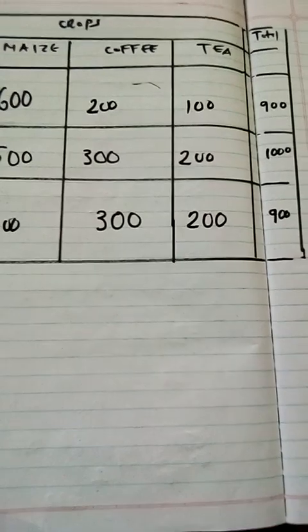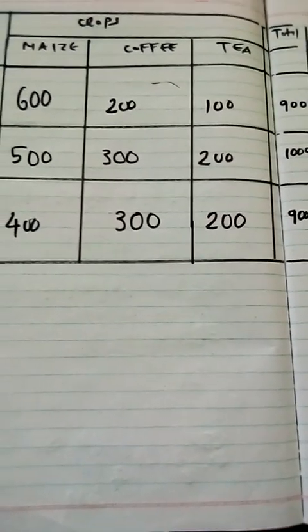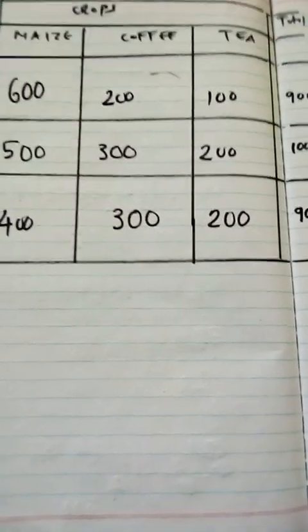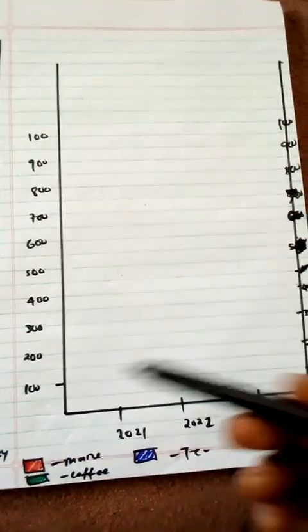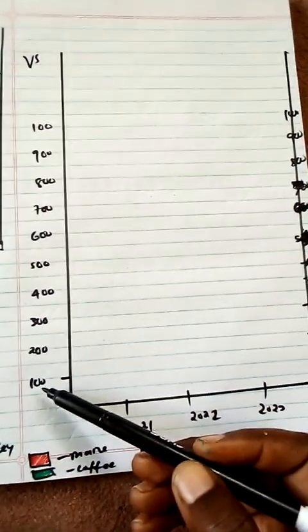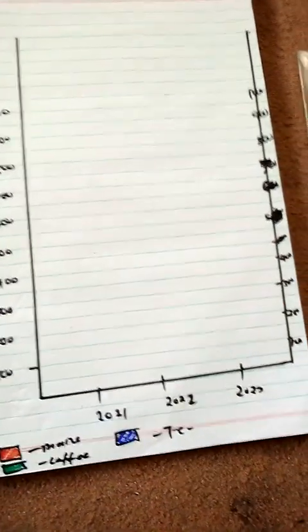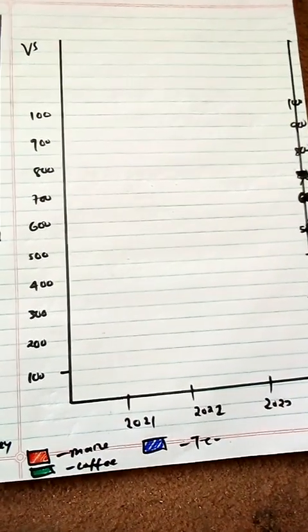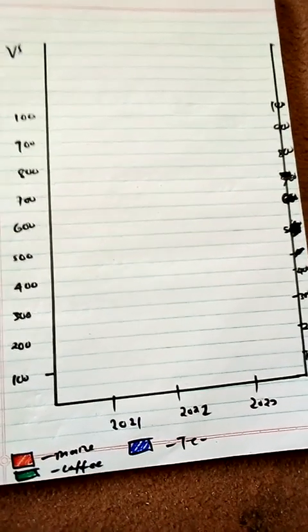So after knowing the total, then we come to draw our graph. We will choose a suitable scale and draw a graph. For example, let's say this part, where we will draw a graph here. For the vertical scale, we have chosen to write 1000 for each centimeter. So the easiest way to draw is first we draw the total of each year.